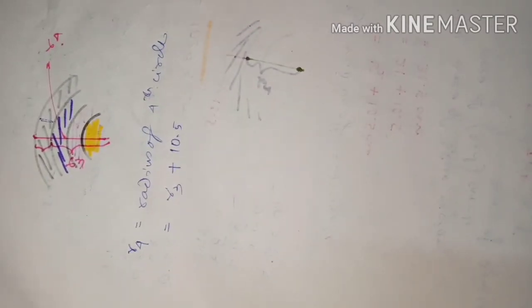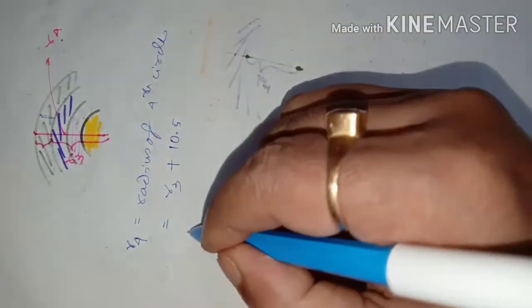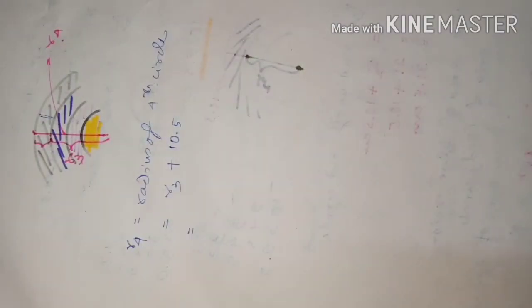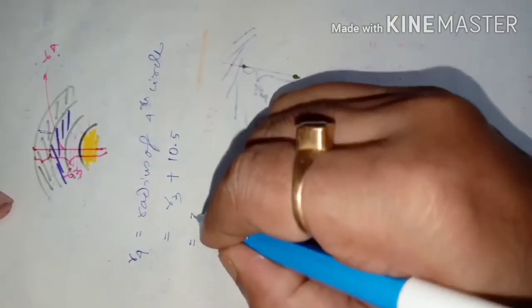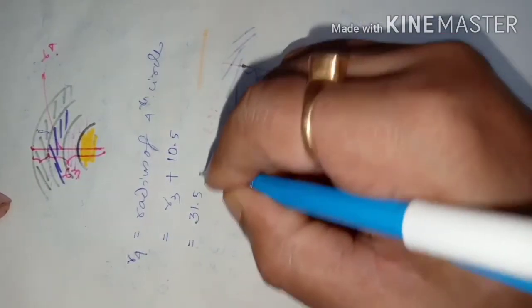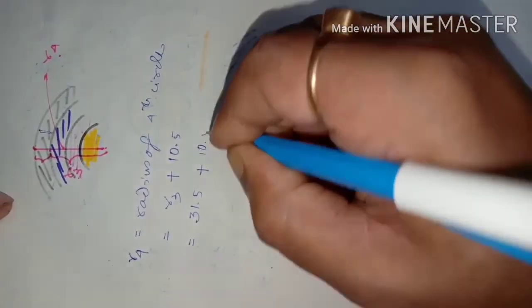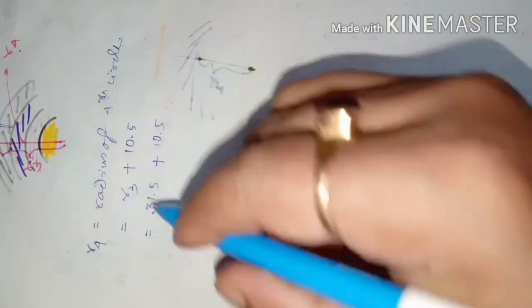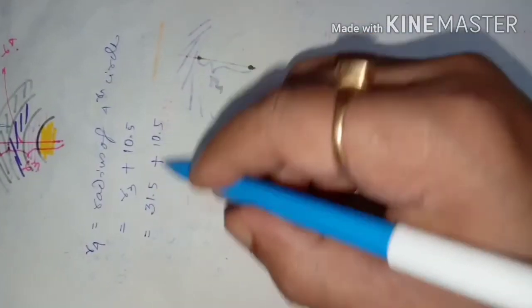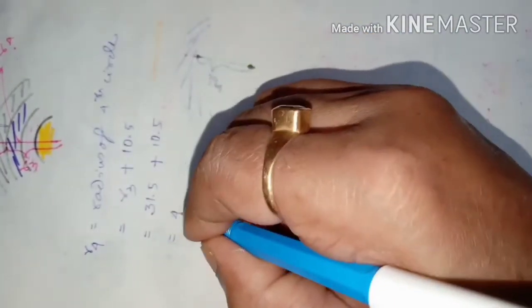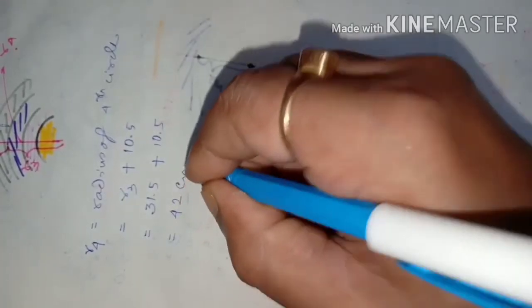Radius 3 we already have. What did we get previously? Radius 3 is 31.5 plus 10.5, which is equal to, this will be 32 plus 10, 42. 42 centimeter is the radius 4. Now we write the area of the black region.